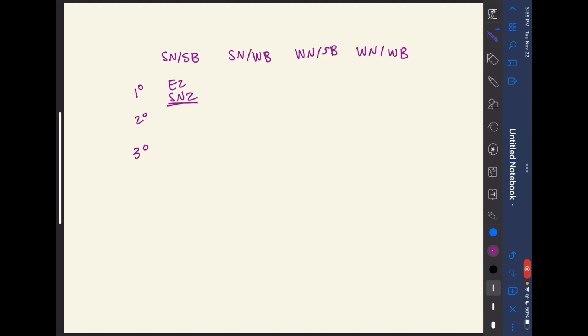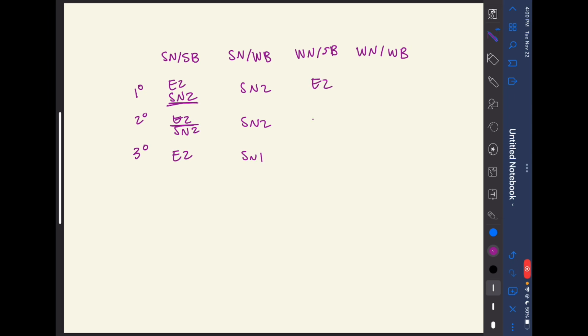E stands for elimination, S is substitution. The number 2 means that no carbocation is formed. If there's a 1, that means a carbocation has formed. Okay, so secondary will form E2, SN2, but E2 will be the major product. E2 for the tertiary. SN2, SN2, SN1, carbocation formation right there.